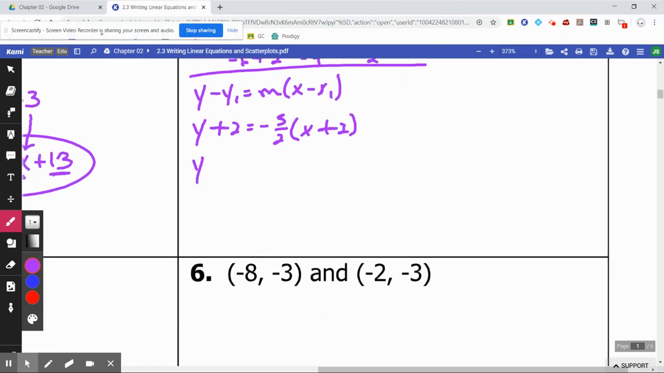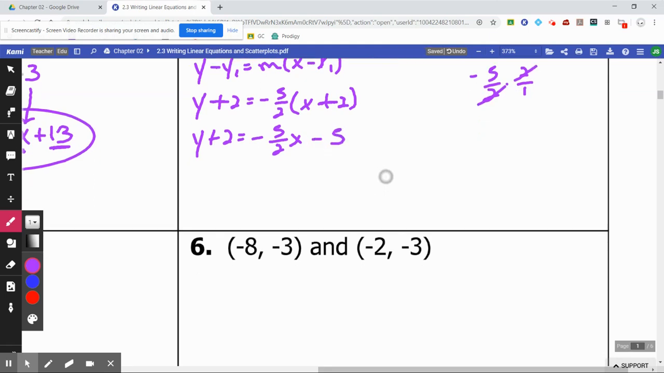You now have y plus 2 equals -5/2 times x, and -5/2 times 2. The 2's cancel and leaves you with -5. Last step, move the 2 over by subtracting. Gives you y equals -5/2 x minus 7.